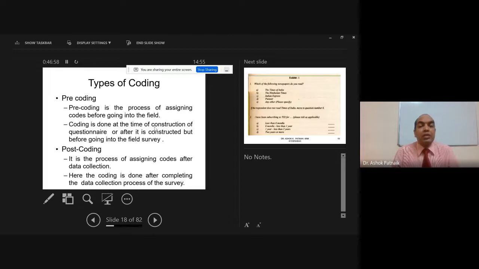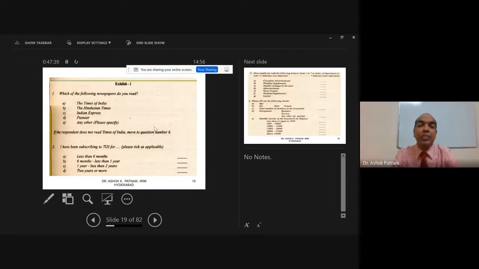Otherwise, if you have not done that, then you can also do post-coding. Post-coding is sometimes done because if you have many open-ended questions, you don't know how these respondents are going to answer. So you cannot do pre-coding for these open-ended questions. In that case, you wait for the questionnaires to arrive from the field, and then you do the post-coding. Here, after the completion of the data collection process, you do the coding on the complete data. So these are the two types of coding process which are used before we go to the analysis.